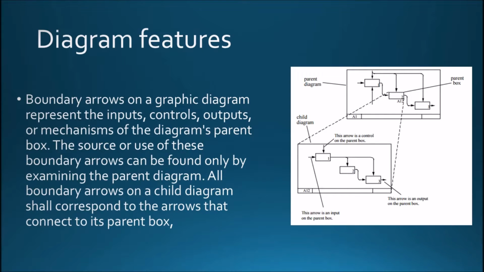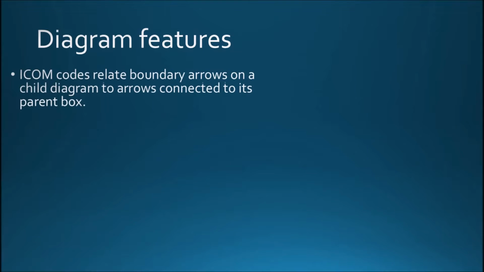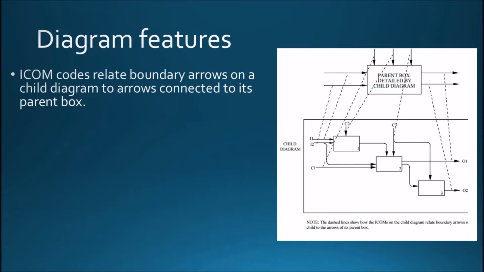Boundary arrows on a graphic diagram represent the inputs, controls, outputs, or mechanisms of the diagram's parent box. The source or use of these boundary arrows can be found only by examining the parent diagram. All boundary arrows on a child diagram shall correspond to the arrows that connect to its parent box. ICOM codes relate boundary arrows on a child diagram to arrows connected to its parent box.